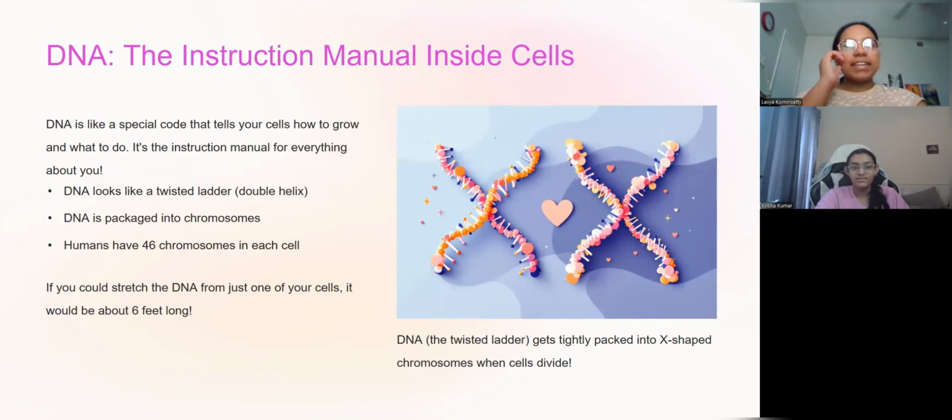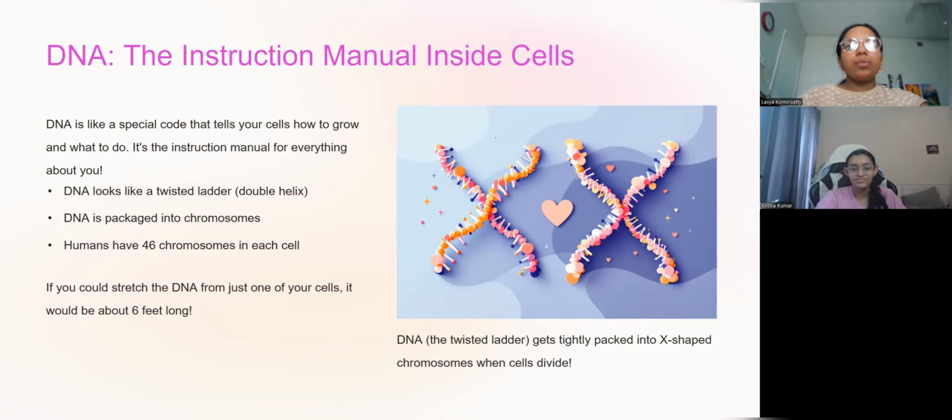Now let's look at DNA, which is the instruction manual inside every cell. DNA is like a special code that tells your cells how to grow and what to do. It's the instruction manual for everything about you. DNA looks like a twisted ladder. As you can see in the picture, it looks twisted like that. This kind of shape is called a double helix.